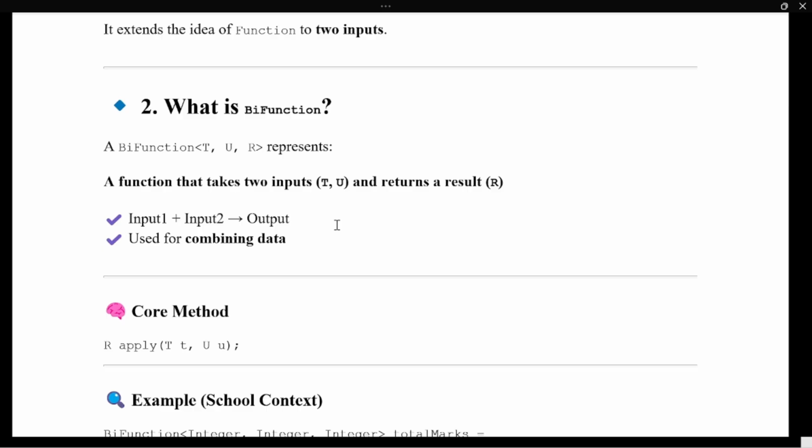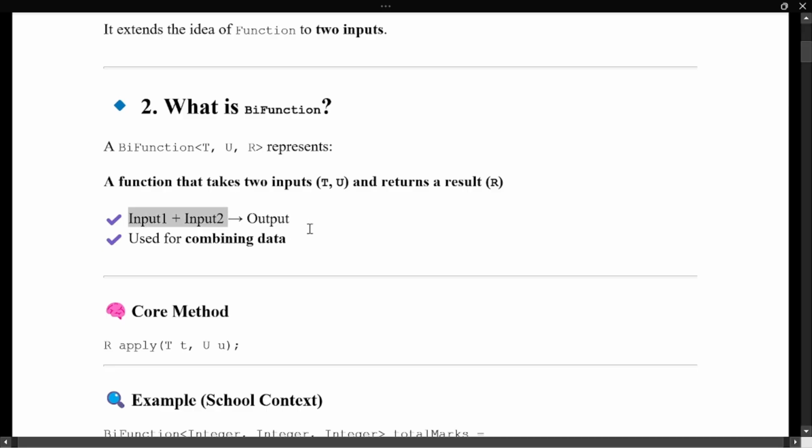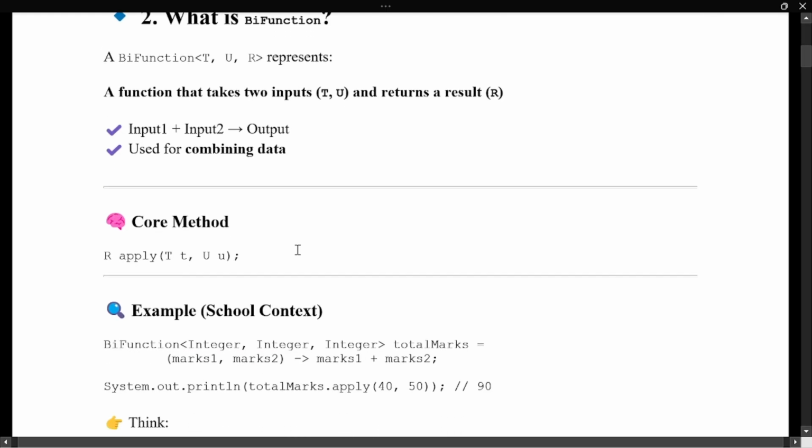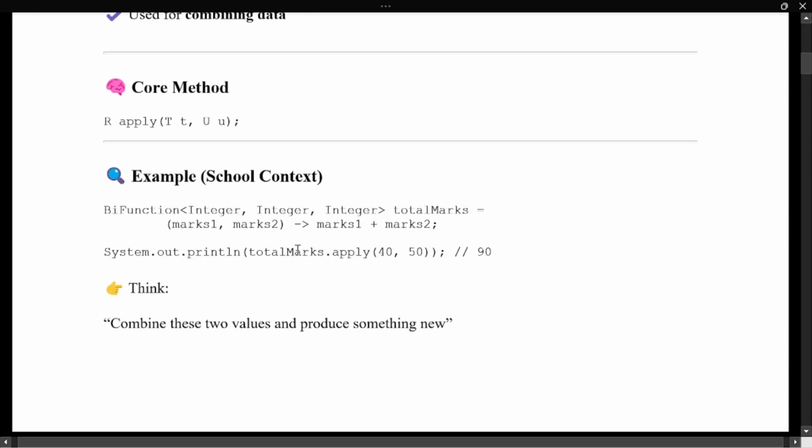So, input 1 plus input 2 and it gives an output. So actually it is used for combining data. The core method available inside the BiFunction functional interface is apply. Again it takes two inputs T, U and returns the output R.